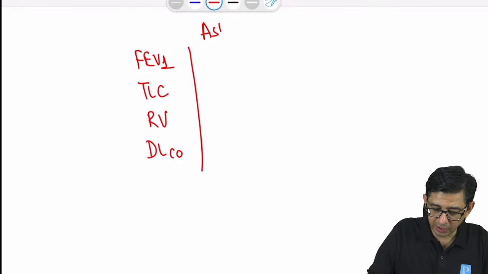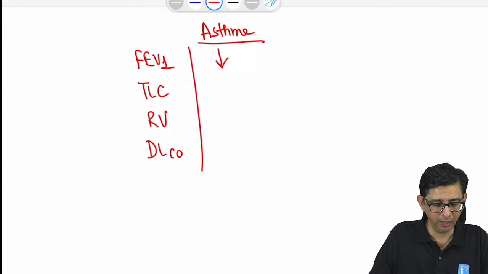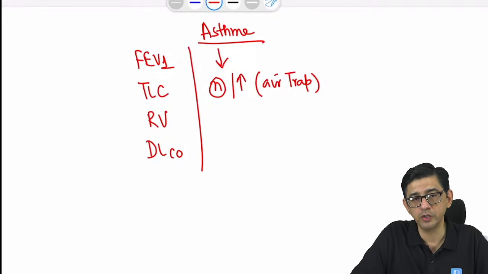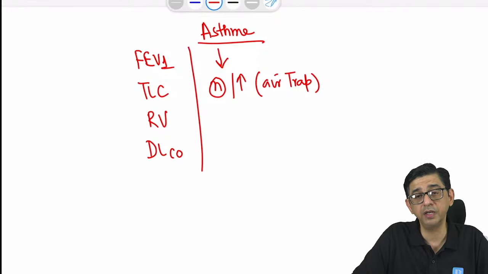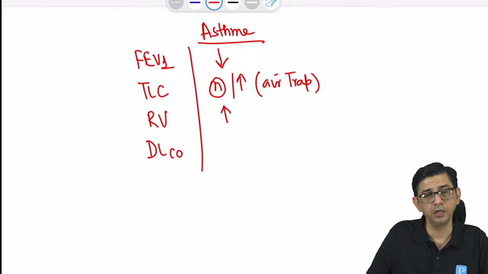If it is asthma, then FEV1 will obviously be less. But the total lung capacity of the patient will be normal to increased. The reason for that is the presence of air trapping in the lungs of these patients. Residual volume can also be increased during an attack, and DLCO in these patients will again be increased.